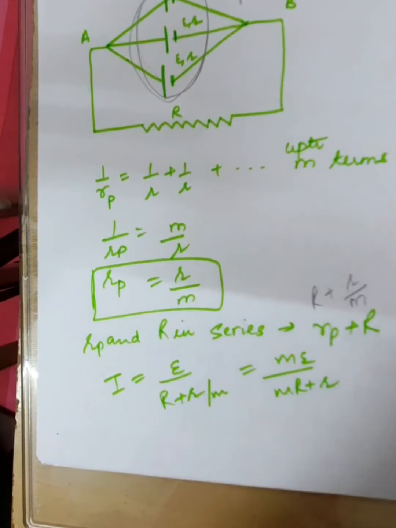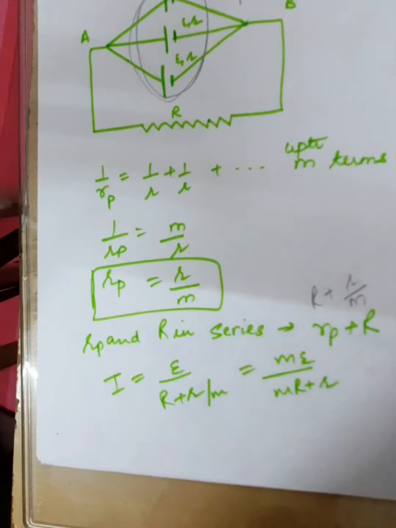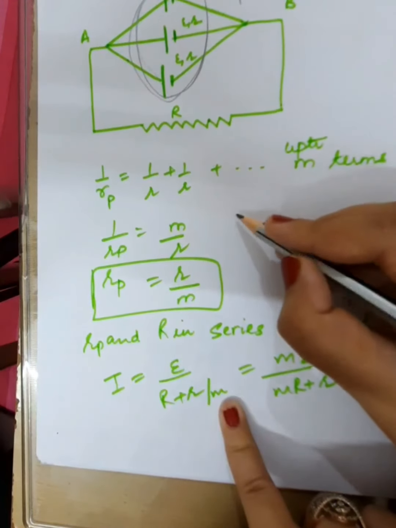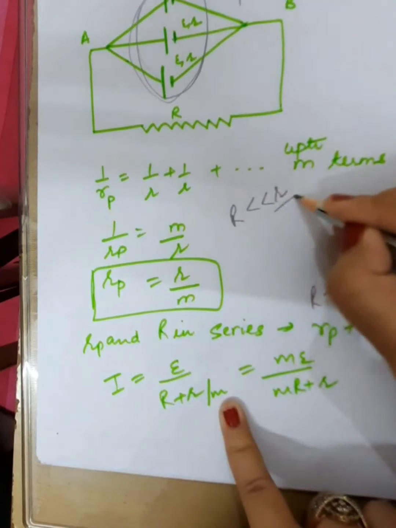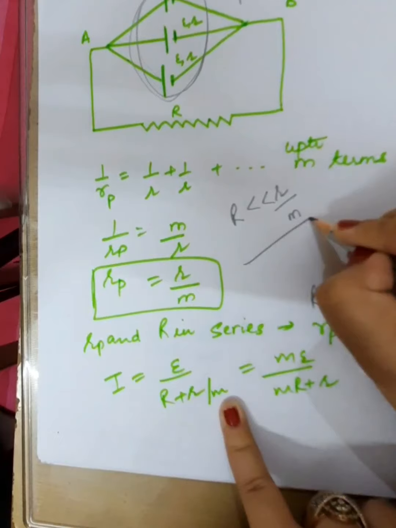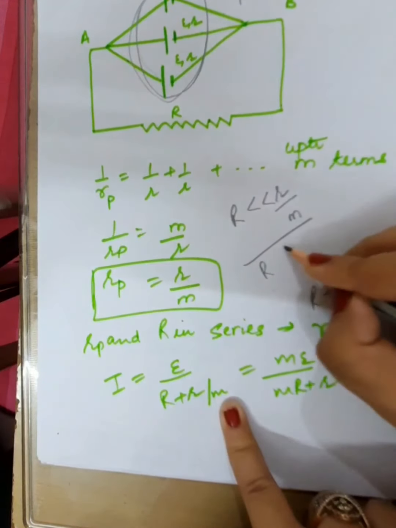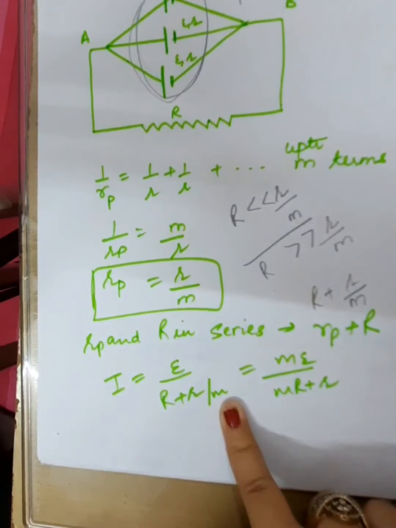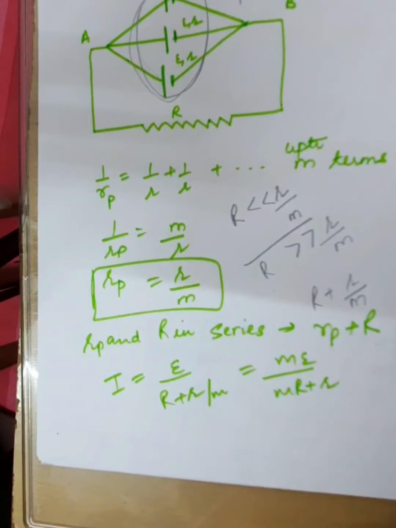Now I'll give you one task. You need to solve the special cases and tell me what you have got. Case number 1: if capital R is much less than r/m, then what is going to happen? Case number 2: if capital R is much greater than r/m, then what is going to happen? Let me know. Solve these special cases.